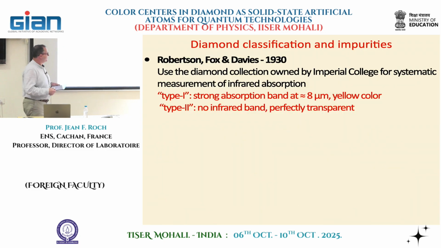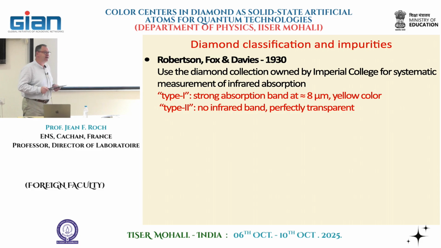Okay, so if we start from that, let's try to understand the yellow color. The yellow color is associated with a diamond classification that was proposed in the 30s by Robertson, Fox, and Davis, who were mostly geologists at Imperial College. And Imperial College has a beautiful gem collection, mostly coming from India, as you may imagine. They used that resource to do spectroscopy on all the diamonds, and basically they did systematic infrared absorption measurements.